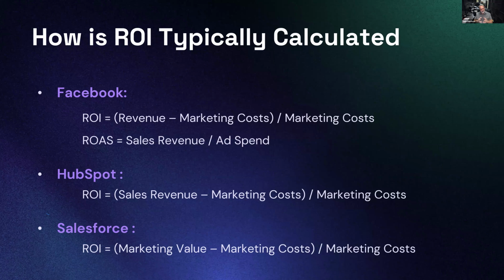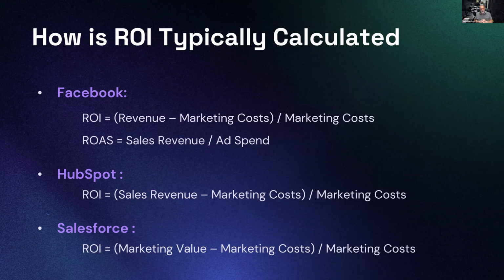So Facebook says that it's your revenue minus your marketing cost divided by your marketing cost. And then ROAS is sales revenue divided by ad spend. HubSpot was essentially the same, revenue minus marketing cost. Salesforce, because they're a sales-oriented company and they acknowledge that there's actually such things as sales teams, they have a little bit broader definition where they simply call it marketing value, although they never actually define what marketing value is. But they assure you that that's the number you should be using.